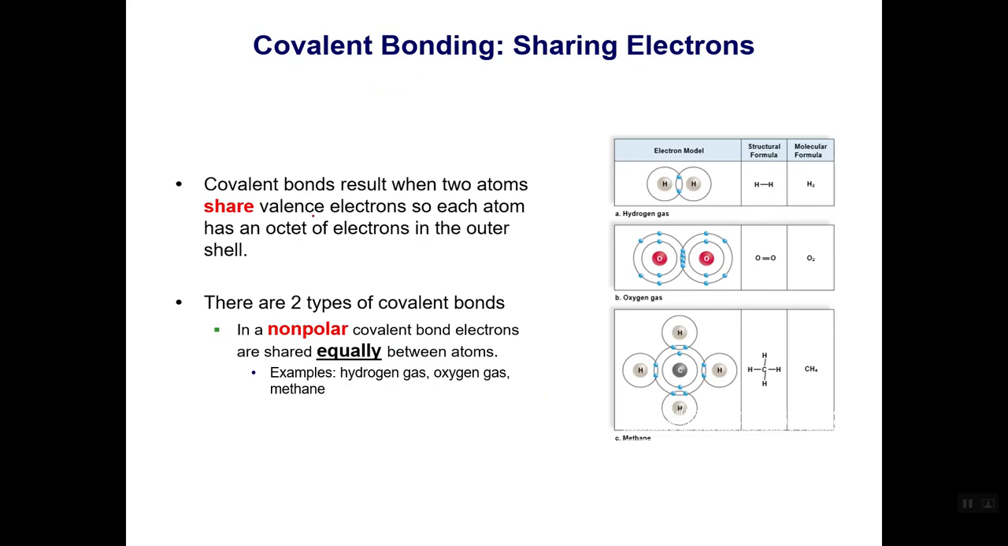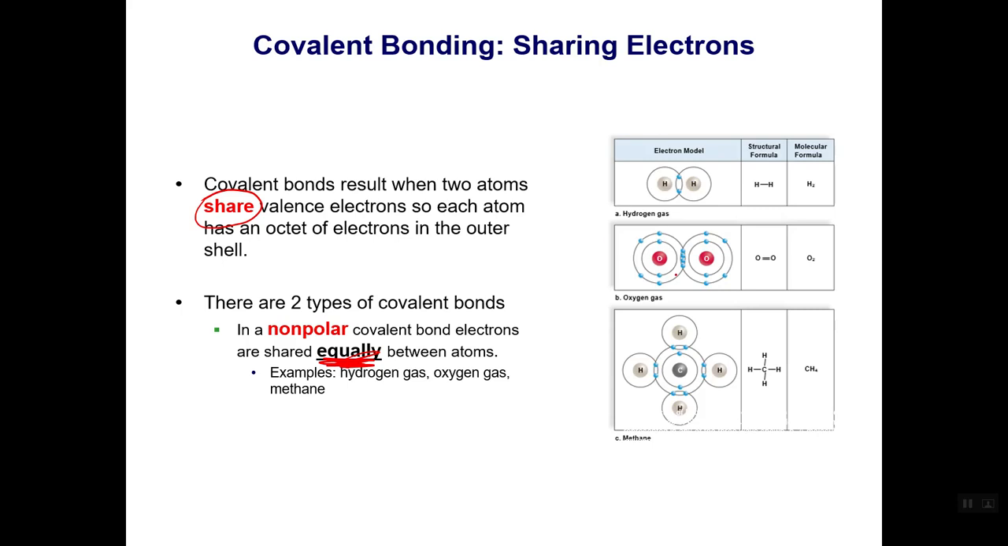So like we already said, covalent bonds result when atoms share valence electrons. We talked about single bonds. We talked about double bonds. Now, something we have not spoken about is the difference between nonpolar and polar covalent bonds. Okay, we'll start with nonpolar covalent bonds because it's easier. Nonpolar covalent bonds share electrons equally. All right, that's big, equally between the atoms.